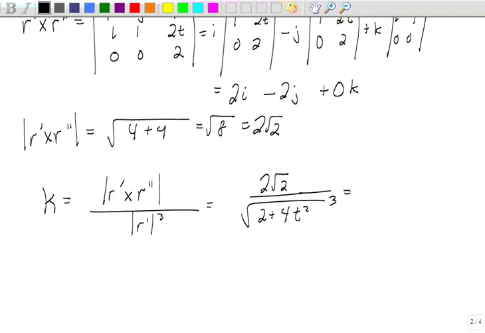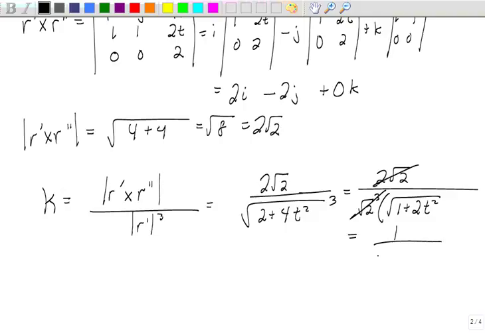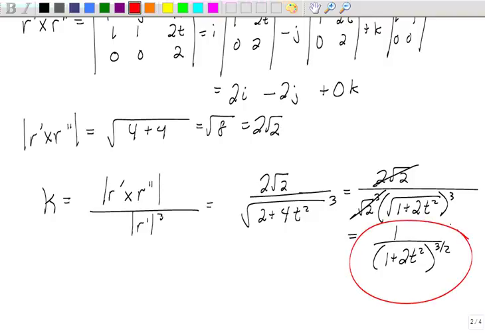Okay, we can simplify that. We can take out a 2, and 2 square root of 2 cubed is exactly what that is. So this is our final answer. That's the curvature using that different formula. Okay, 24.